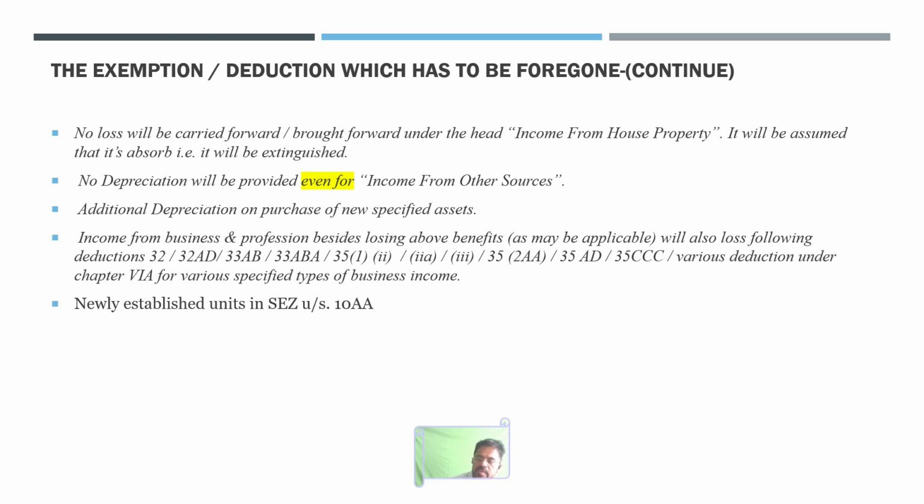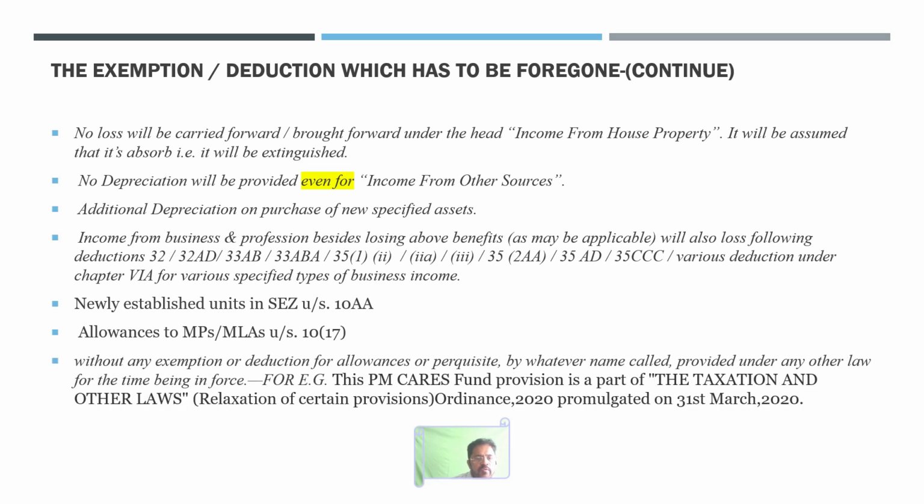This was one of the reasons I said that the businessman has to really think, especially if he is carrying out a business in proprietary form or partnership form, whether he should go for this new scheme or not. But if he is carrying out business in private limited form, it is a separate decision and it can be taken accordingly. Then allowance to MP, MLA under section 10(17) also will have to be foregone.